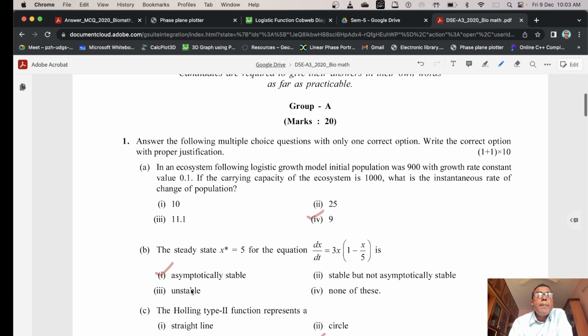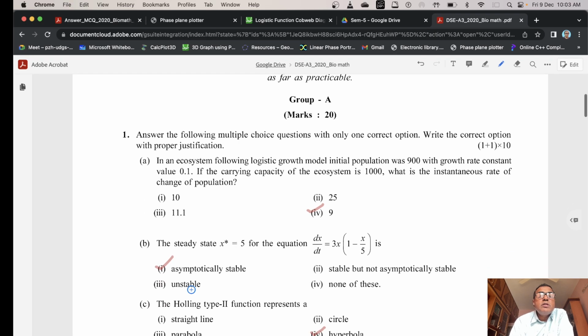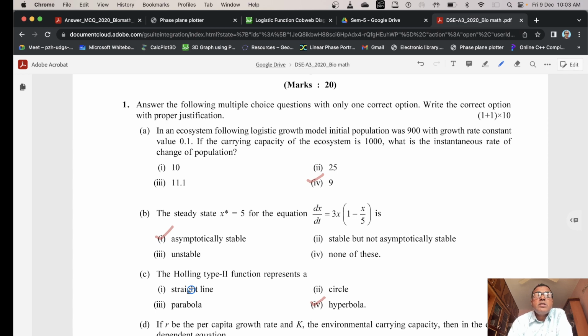First question: an ecosystem following logistic growth model. Initial population was 900 with growth rate constant value 0.1. If the carrying capacity of the ecosystem is 1000, what is the instantaneous rate of change of population? Option 4 is the correct answer.